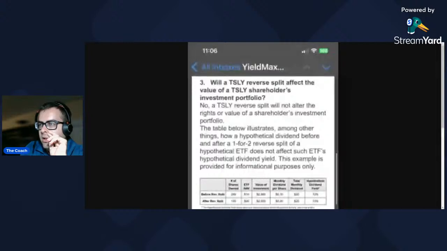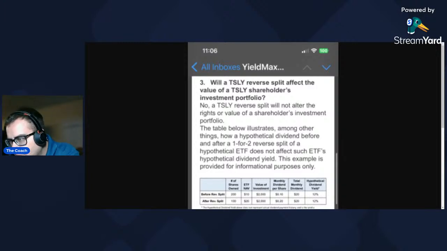Okay, will a TSLY reverse split affect the value of a TSLY shareholder's investment portfolio? No, like we said already, a TSLY reverse split will not alter the rights or value of a shareholder's investment portfolio. The table below illustrates, among other things, how a hypothetical dividend, before and after a 1-for-2 reverse split of a hypothetical ETF does not affect such ETF's hypothetical dividend yield. This example is provided for informational purposes only.